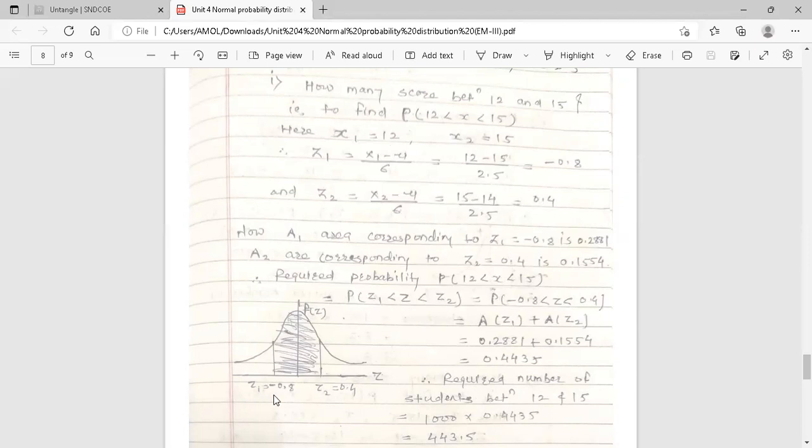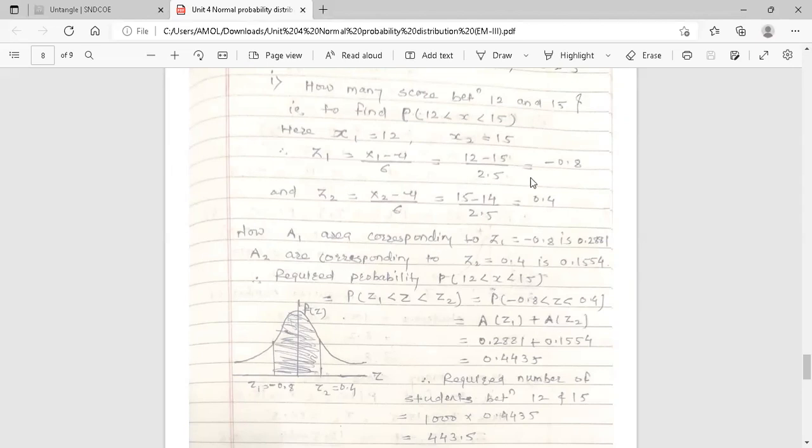So draw the diagram here, the normal curve. z1 is minus 0.8, so it lies on the left side of the normal curve, and z2 is 0.4, it is positive, so it lies on the right side of the normal curve. Now we want the area between z1 and z2, because we want the probability between them. One lies on the left side, one on the right side, so the area between these two is the area of z1 plus the area of z2. This is the formula. You can find the areas of z1 and z2 from the normal distribution table.